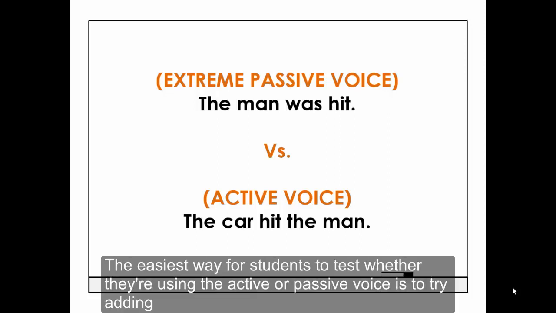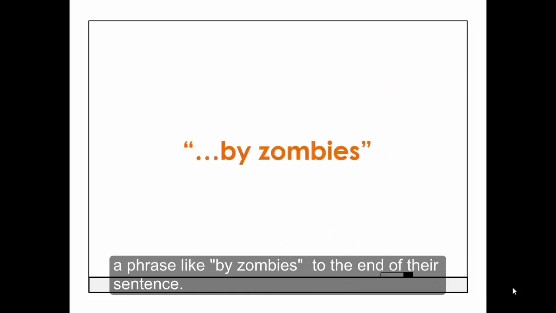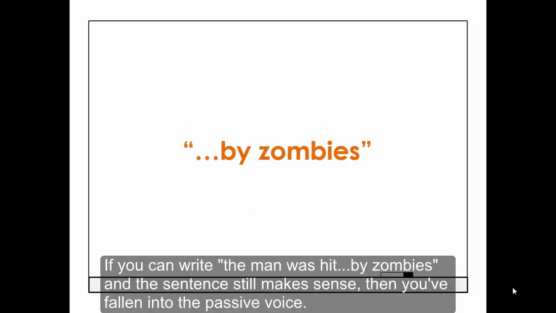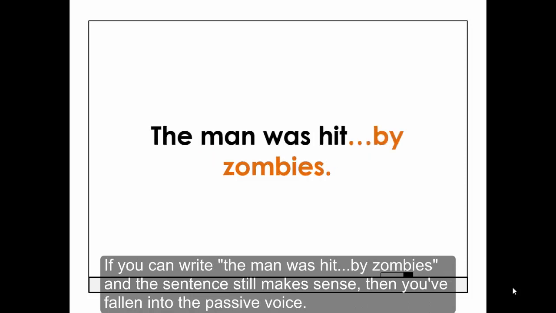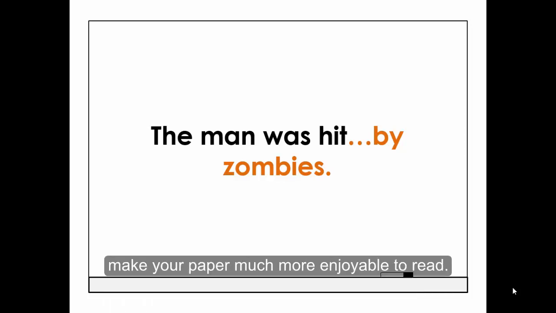The easiest way for students to test whether they're using the active or passive voice is to try adding a phrase like "by zombies" to the end of their sentence. If you can write "the man was hit by zombies" and the sentence still makes sense, then you've fallen into the passive voice. By shifting your sentences into the active voice, you can make it clear to your readers who is doing what and, in the process, make your paper much more enjoyable to read.